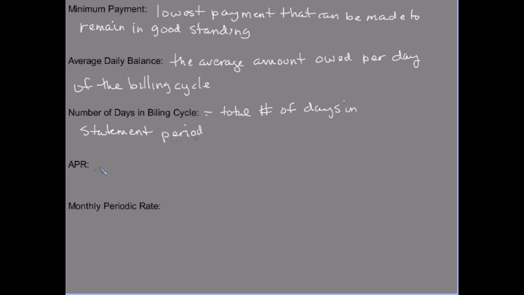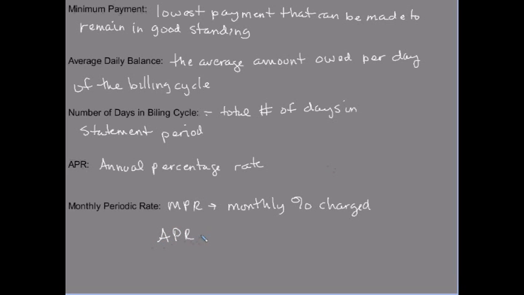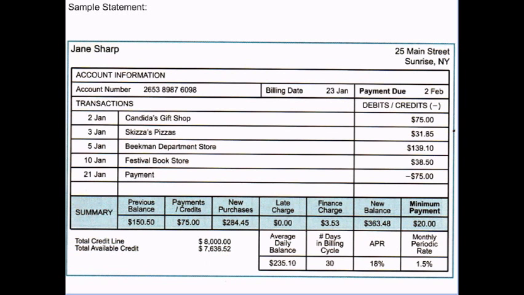You have your APR, which is your annual percentage rate. And then you have your monthly periodic rate, which is MPR, which is your monthly percentage that you're charged, which is the APR divided by 12. Okay, all of these will show up on a credit card statement. We have an example of a sample statement here.